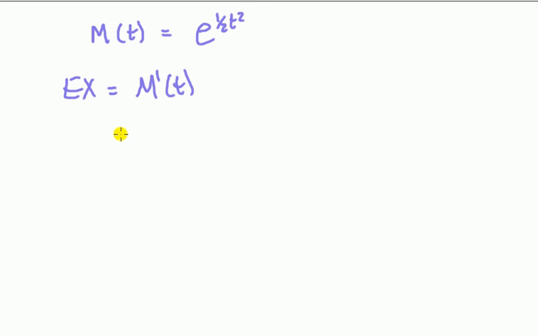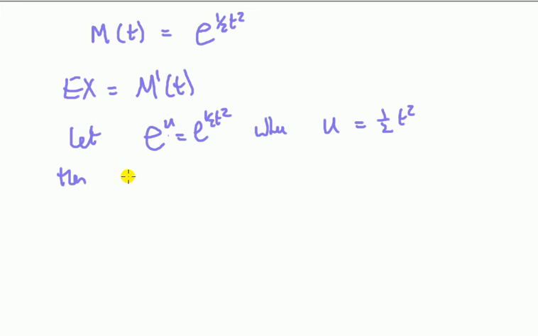Chain rule. So consider e to the u, where u is equal to half t squared. Let e to the u equal e to the half t squared, this MGF, where u is equal to the half t squared. Then we know that if I do the derivative of M(t), using the chain rule, let's call this whole block M, dM by du times du by dt.